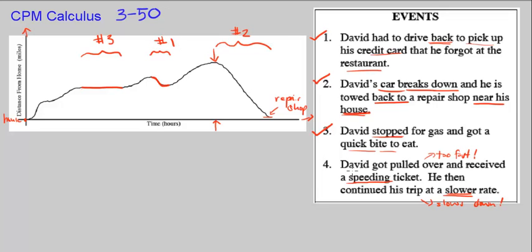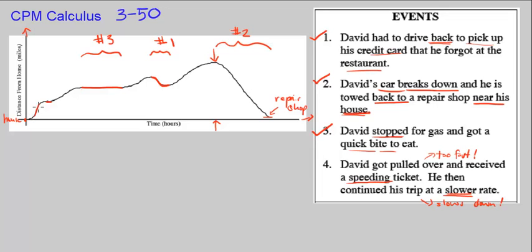And finally, event 4, David got pulled over and received a speeding ticket. So where is he going too fast? Eventually, when he gets a speeding ticket, he gets pulled over here. So I could see that maybe he gets pulled over here. He stops, right?